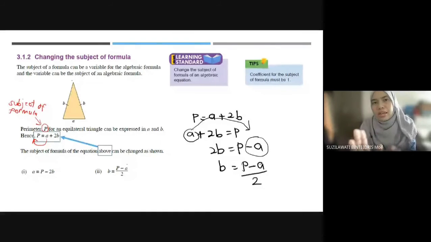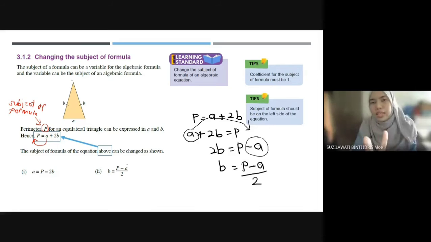Okay, if you look at my example from the first slide until now, on subject of formula, the coefficient is 1. P equal A plus 2B. P is actually 1P. 1P equal A plus 2B. So we don't need to write the 1, but the coefficient is 1. Okay, faham? Do you get it? This tip? Yes. Okay. Second tip, keep in mind, subject of formula should be on the left side of the equation. Every time, subject of formula should be on the left side of the equation.